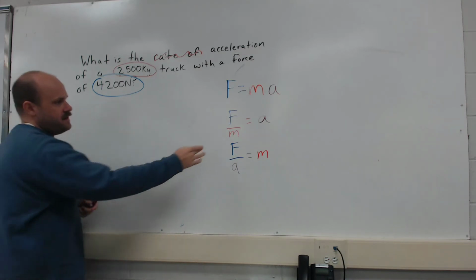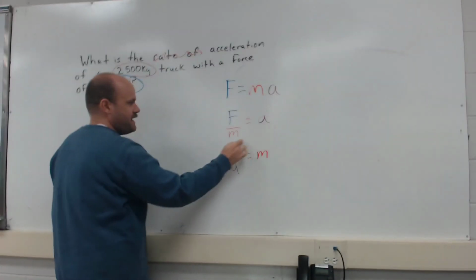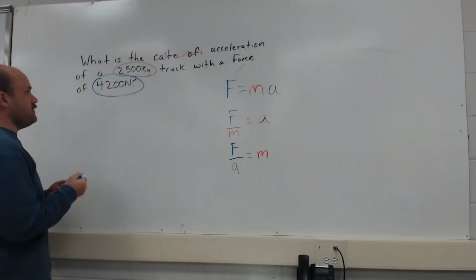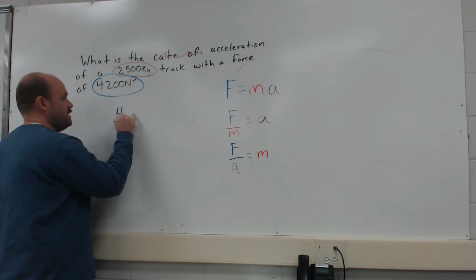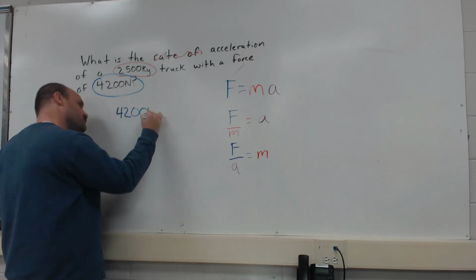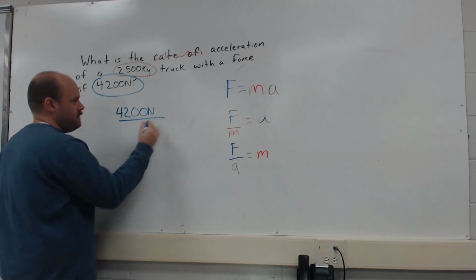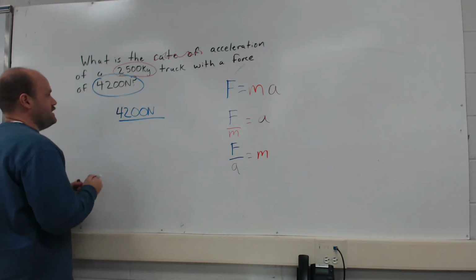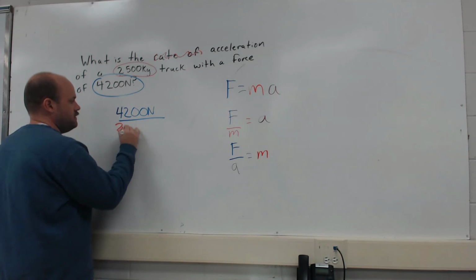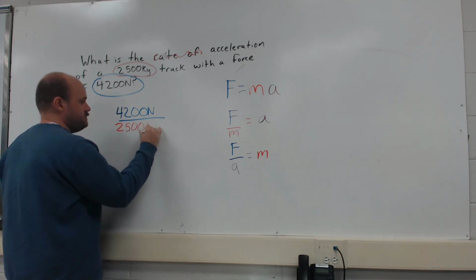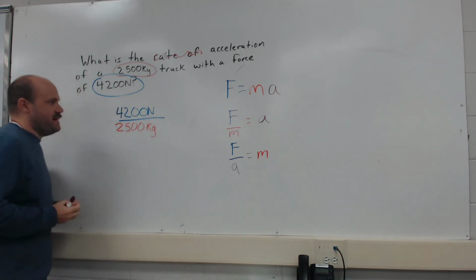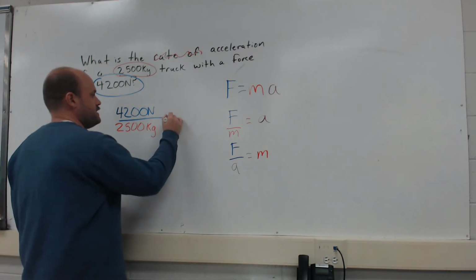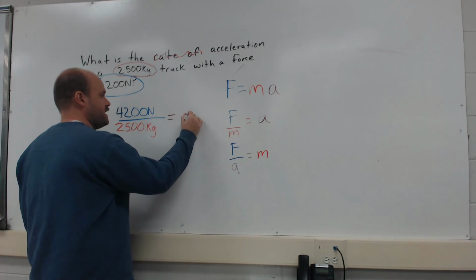But we want to find our form where this is by itself. So we have our force. We're going to plug in there in the blue section. And we know that force is 4,200 newtons. And it's important that you keep that unit. And that's going to be divided by the mass. And that's 2,500 kilograms. And that will solve for the acceleration.